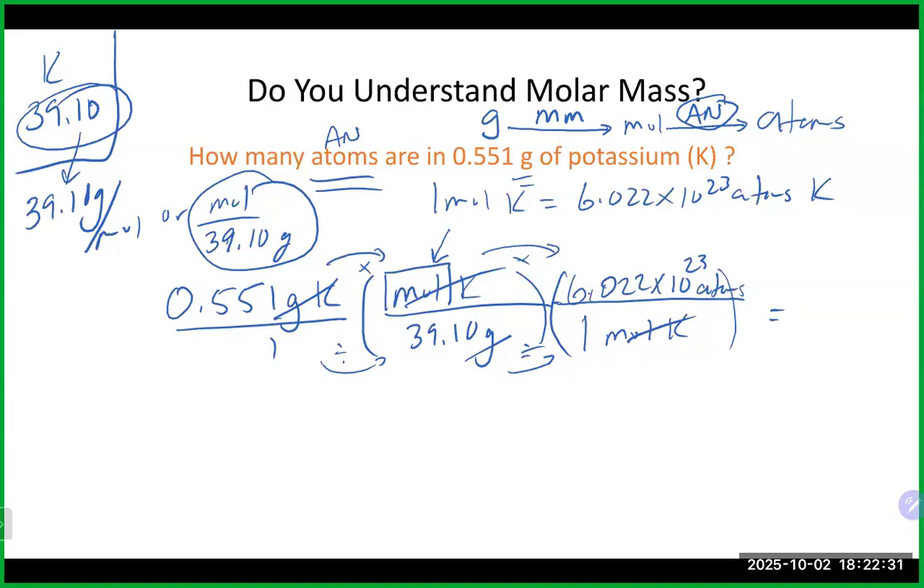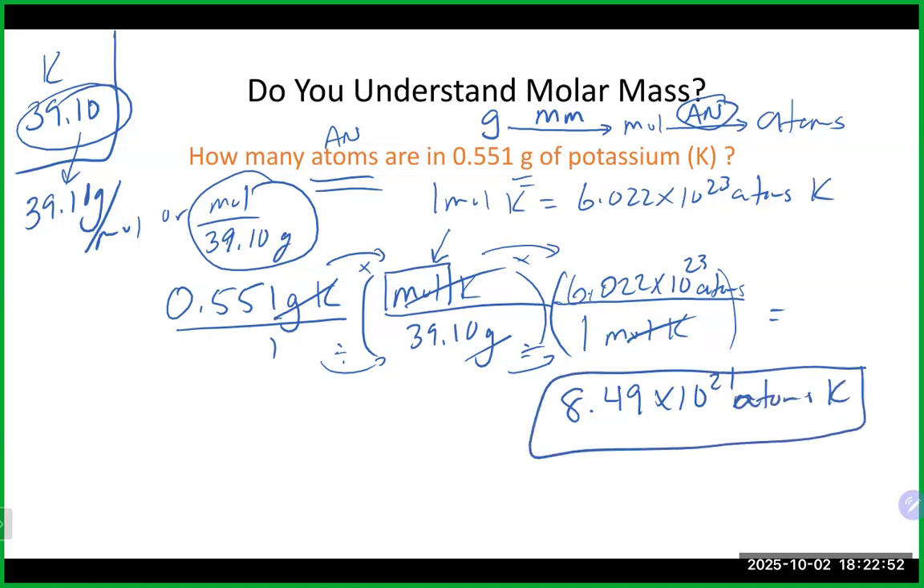So 0.551 times 6.022 times 10 to the 23. We're then going to divide by what's on the bottom, 39.10. And that's going to get us 8.49 times 10 to the 21 atoms of potassium. That is a lot of atoms, but there's a lot of atoms in that many grams. Any questions on that? Again, you can do each step individually and get an answer. Just try not to round until the very end, like normal. Any questions on that one?